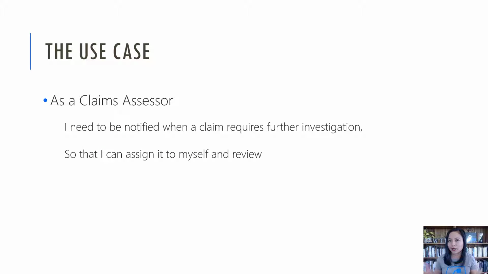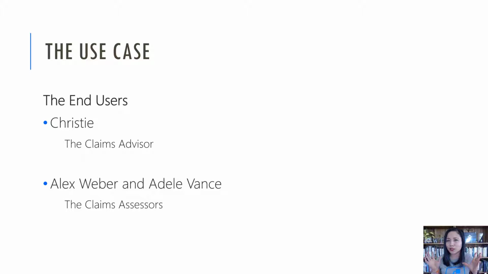So for the use case, in case you didn't work it out from that previous slide, it's for an insurance organization. As a claims assessor, I need to be notified when a claim requires further investigation so that I can assign it to myself and review it. Now, I'm going to show this in the context of a couple of end users. First of all, we have Christy, who is the claims advisor. Christy is going to be creating a new claim and then flagging whether it requires an assessor or not. And then we've got Alex and Adele, who are the claims assessors. In other words, they need to assess that insurance claim further.